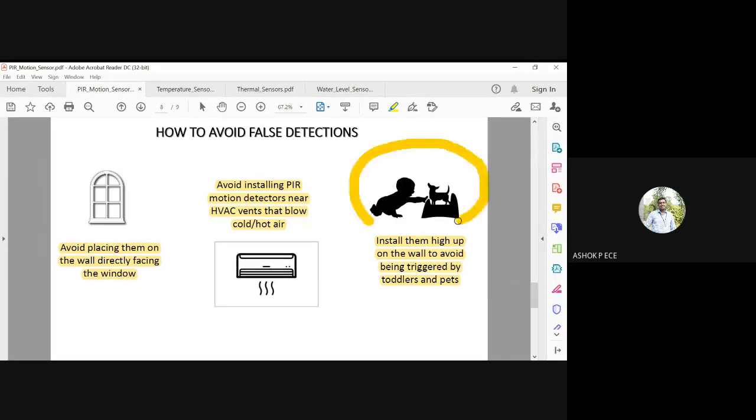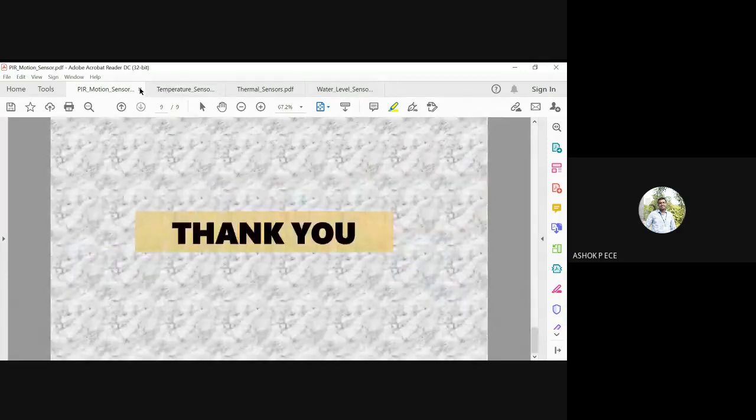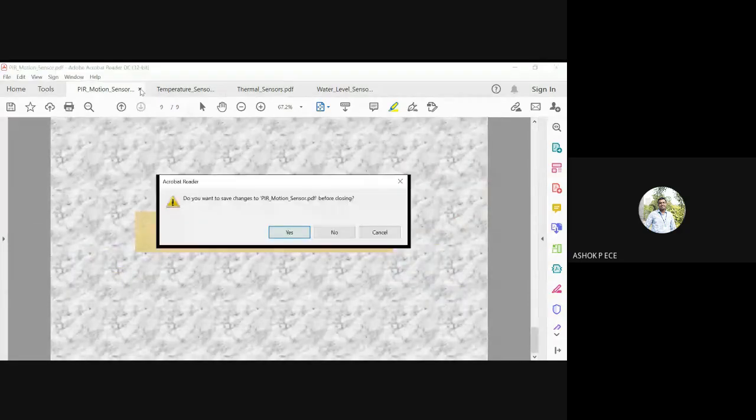And don't keep them below hot blowing ACs, or near the kitchen where the temperature is very hot. Avoid keeping them in those places, and also avoid placing them on the wall directly facing the window, because whoever comes in or whoever looks through the window will trigger it and it will blow the alarm. Okay, so this is one PIR sensor presentation I have.